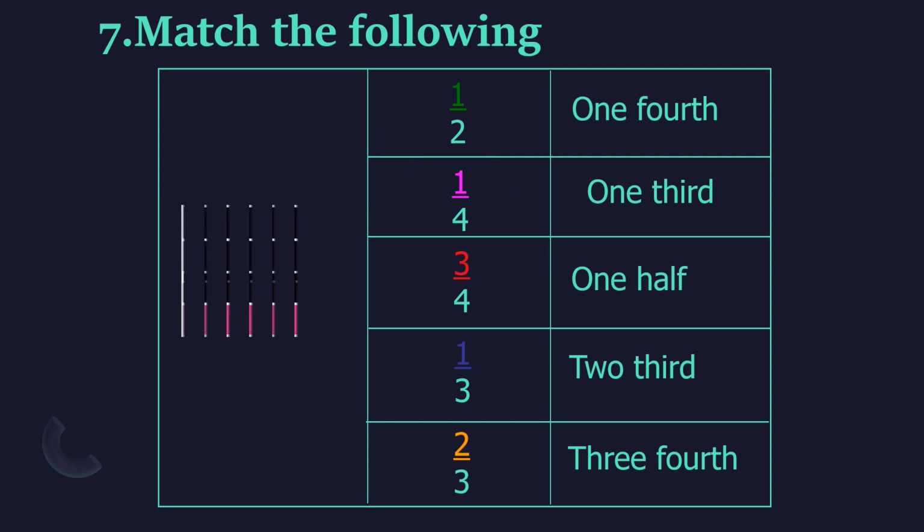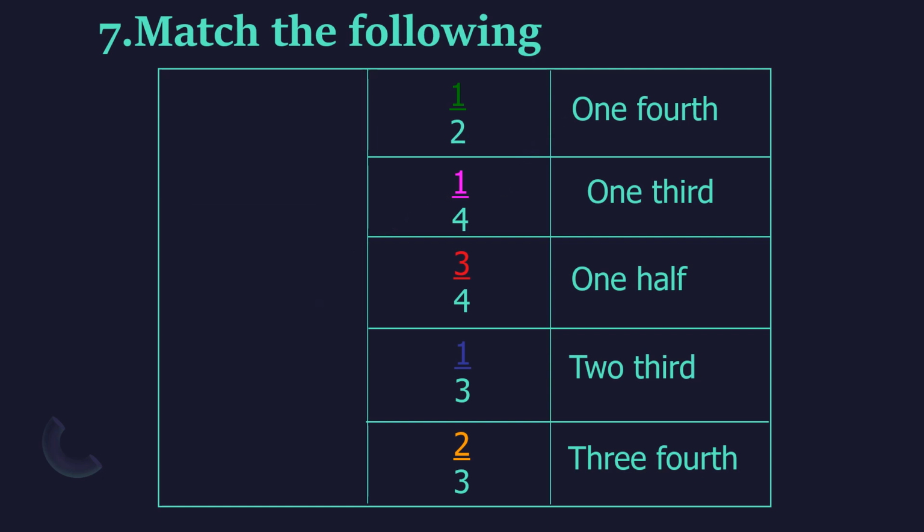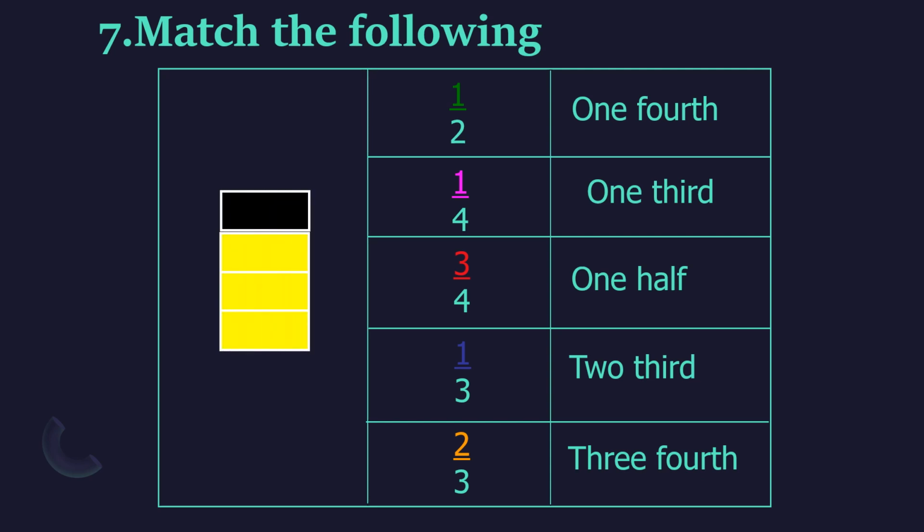1/4 means 4 parts. Out of 4 parts, 1 should be shaded. So 1 by 4. How will you write this in words? 1/4. Very good. The numerator should be written as the same number. Next one is 3 by 4. Out of 4, 3 have been shaded. We can write this as 3 by 4 and in words 3/4.